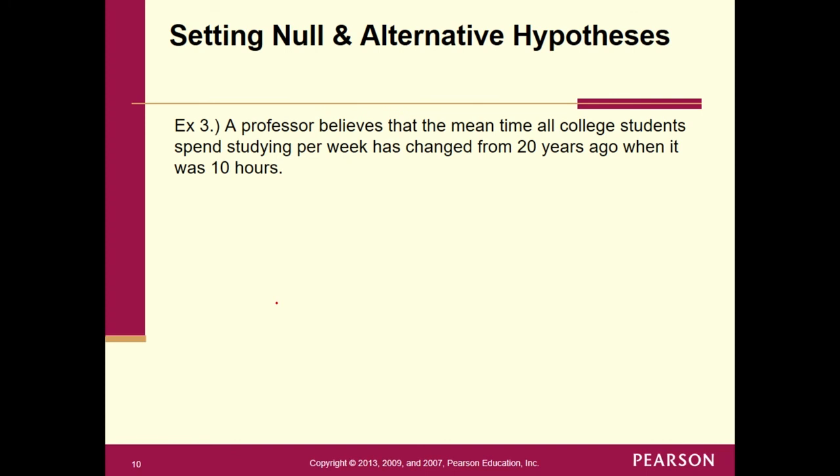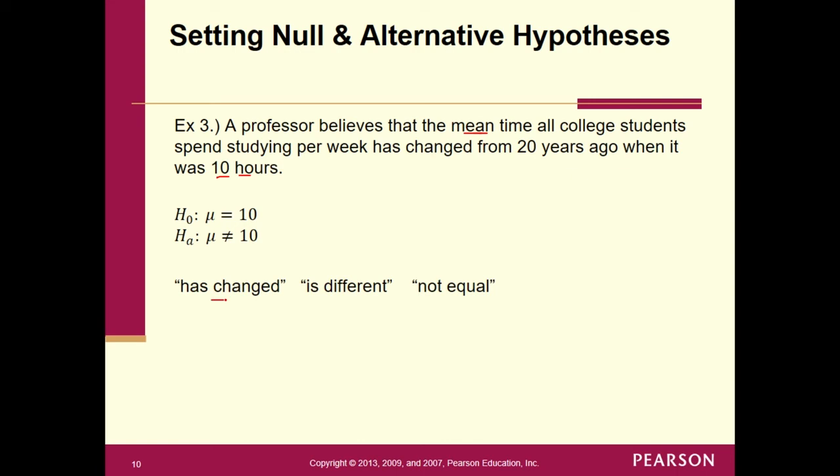How about the third one? A professor believes that the mean time all college students spend studying per week has changed from 20 years ago when it was 10 hours. Has changed. Does that mean less than? Does that mean greater than? Or does that mean either or? Sounds like either or to me. Has changed. We care that it is either greater than or less than. And the way that we write that in mathematics is not equal to. So we would say mu, the mean, is not equal to 10 hours. What would be the null hypothesis? Mu is equal to 10.